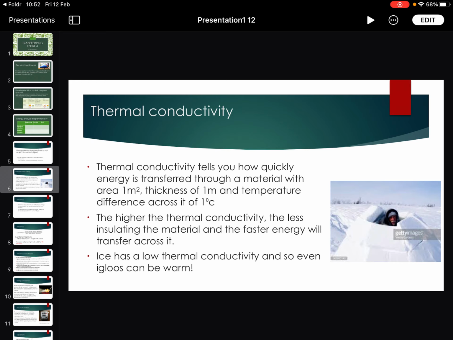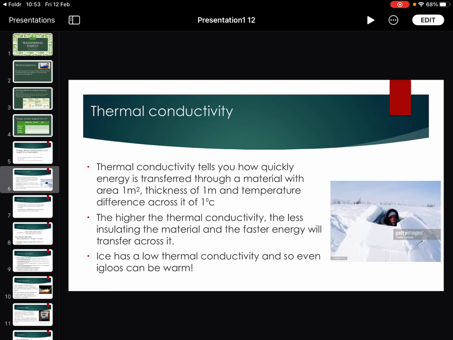So thermal conductivity tells you how quickly energy is transferred through a material with an area of 1 metre squared, thickness of 1 metre, and temperature difference across it of 1 degree C. The higher the thermal conductivity, the less insulating the material, and the faster energy will transfer across it. Ice actually, bizarrely, has a low thermal conductivity, and so even igloos can be warm.